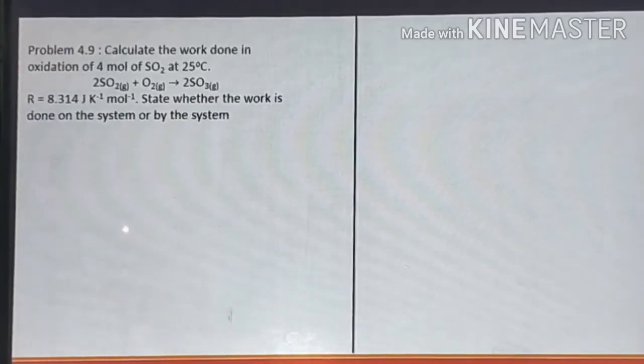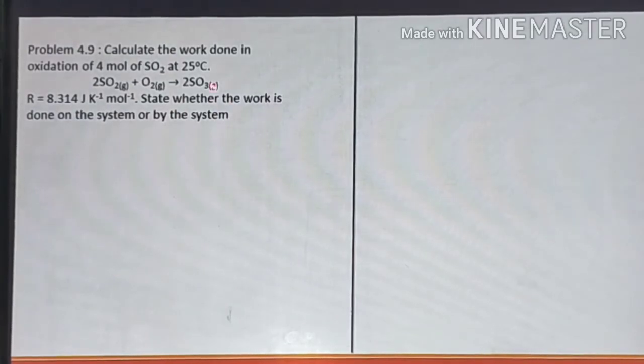See the next problem now. The third problem says: calculate the work done in oxidation of 4 moles of SO2 at 25 degrees Celsius. The reaction is 2SO2 plus O2 gas gives 2SO3 gas. R is 8.314 joules per Kelvin per mole. State whether the work is done on the system or by the system.